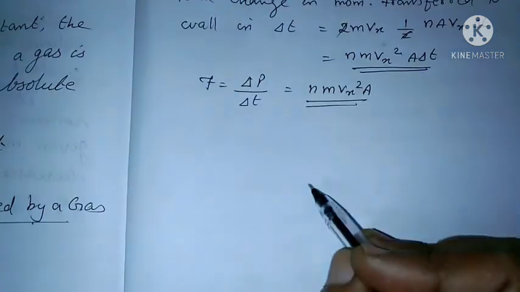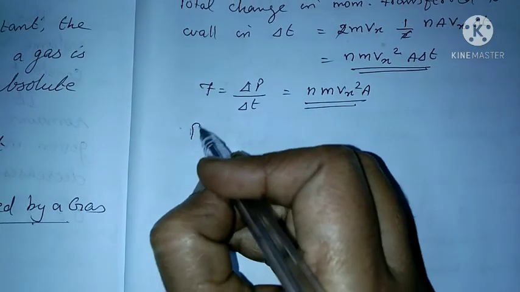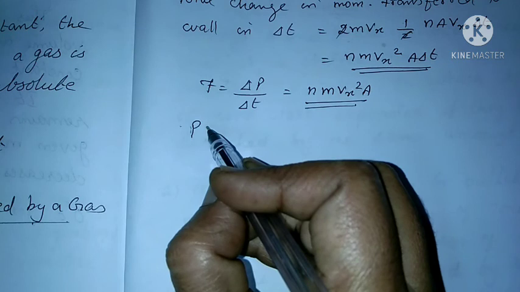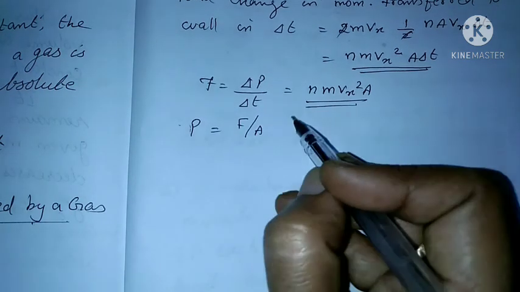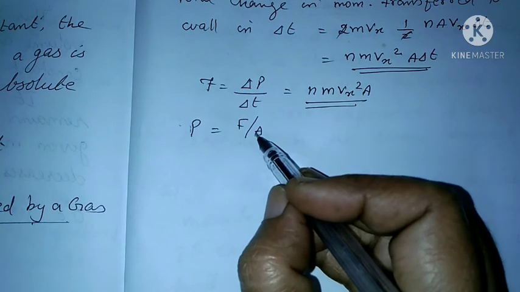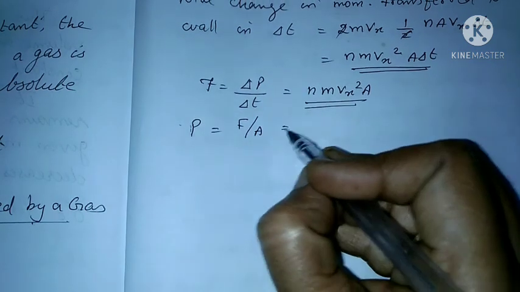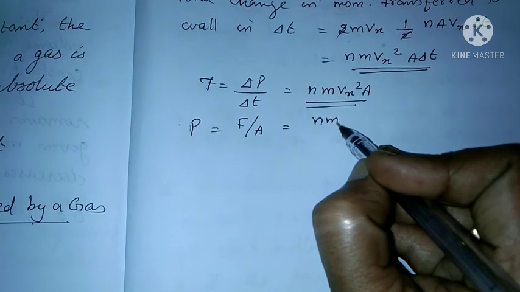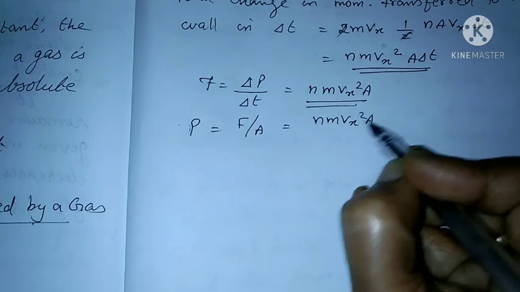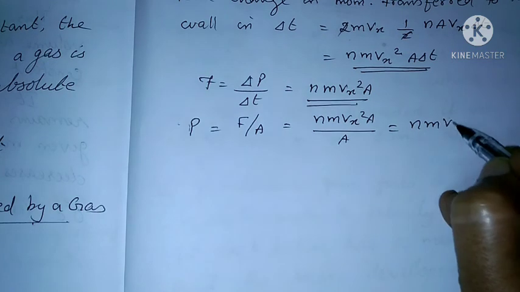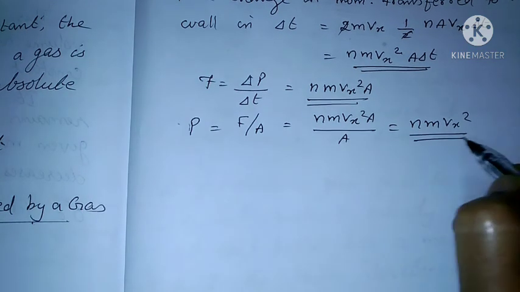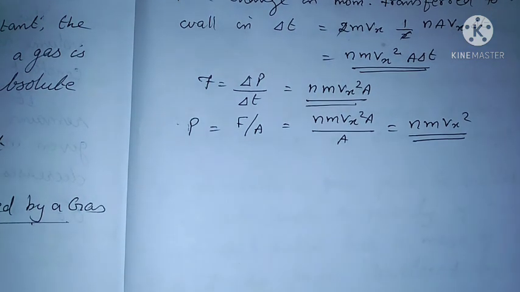Clear? Then we can write the pressure exerted on the walls of the container, that is on the shaded portion, equal to force divided by the area. So, the area is that shaded portion. So, that is equal to N m Vx square A divided by A, that is equal to N m Vx square. So, this is the pressure exerted on the wall, on the shaded portion.